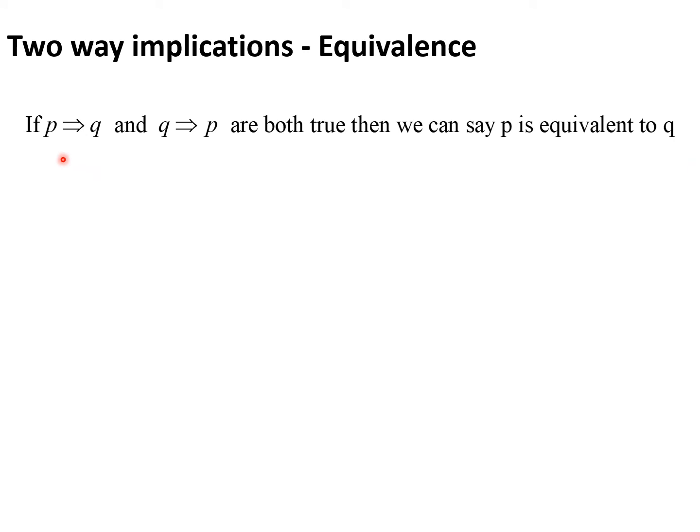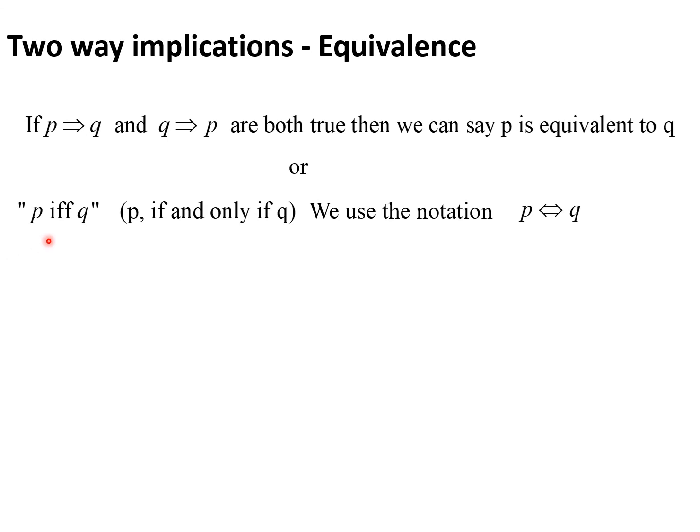Okay, two-way implications or equivalence. If P, then Q, and if Q, then P are both true, then we can say P is equivalent to Q. In this case, there's another alternative: P iff Q, where iff means if and only if. You can use this notation, which represents if and only if, as I showed in the earlier slide.